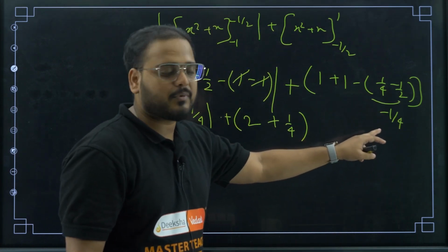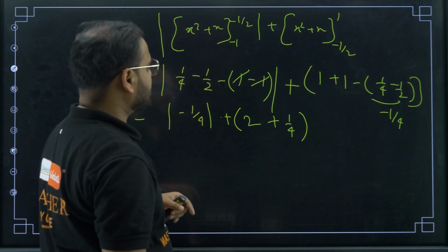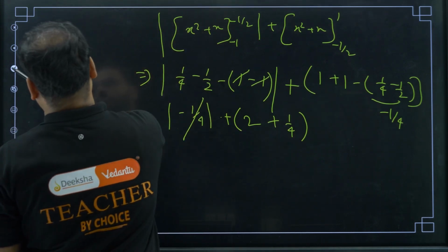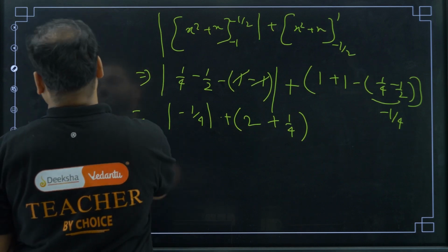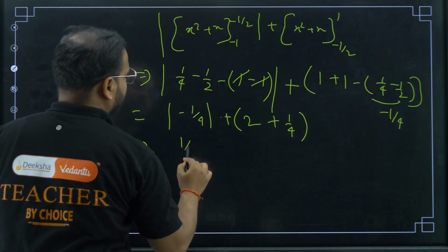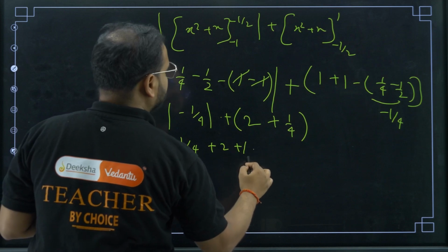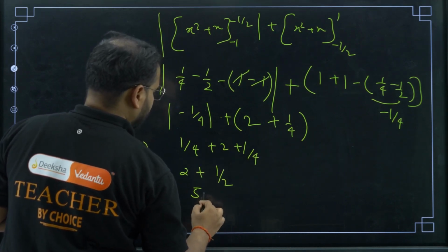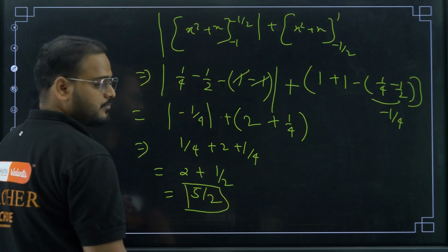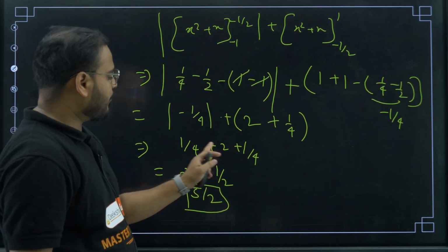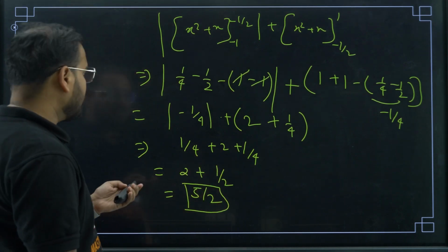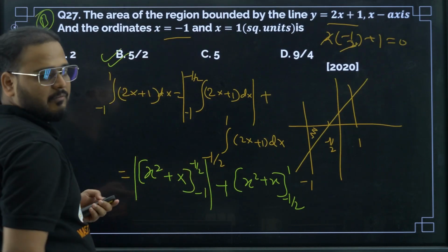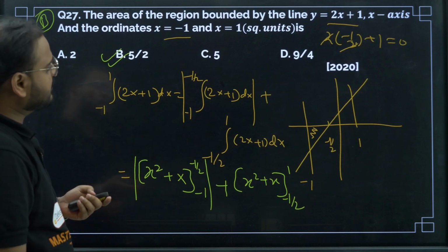1 by 4 minus 1 by 2 is minus 1 by 4, which will become plus again. So what is the answer now? If you see, this and this will cancel. No, incorrect, sir, modulus is there. So 1 by 4 plus 2 plus 1 by 4. How much is that? 2 plus 1 by 2, which is 5 by 2. Please check. A very good answer. 1 by 4 plus 1 by 4 is 2 by 4, which is 1 by 2. So the answer is 5 by 2, option B.